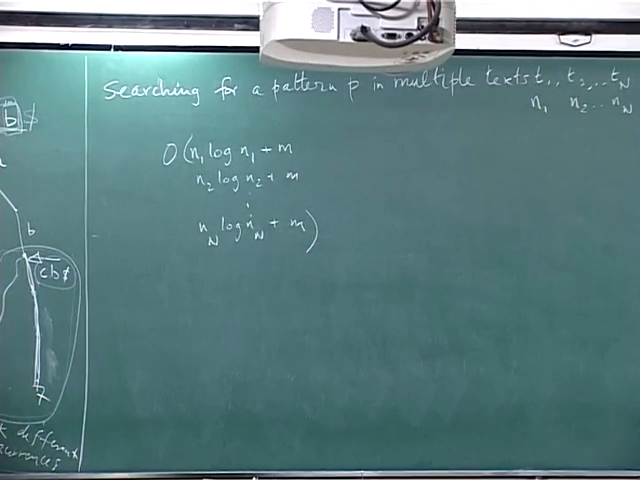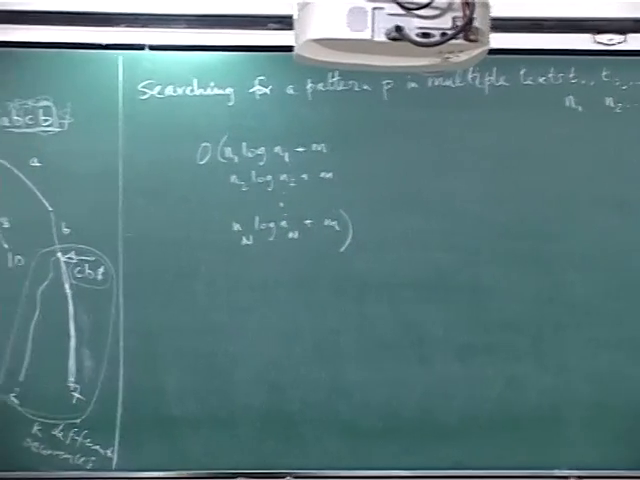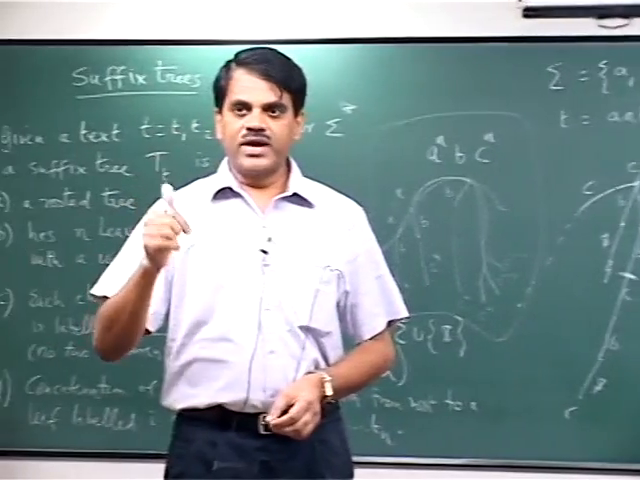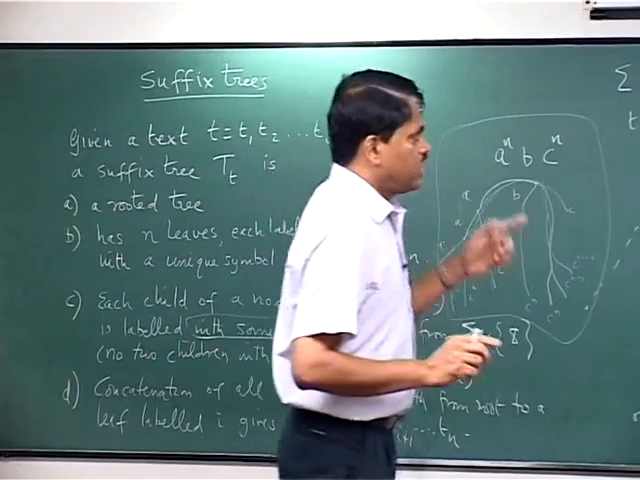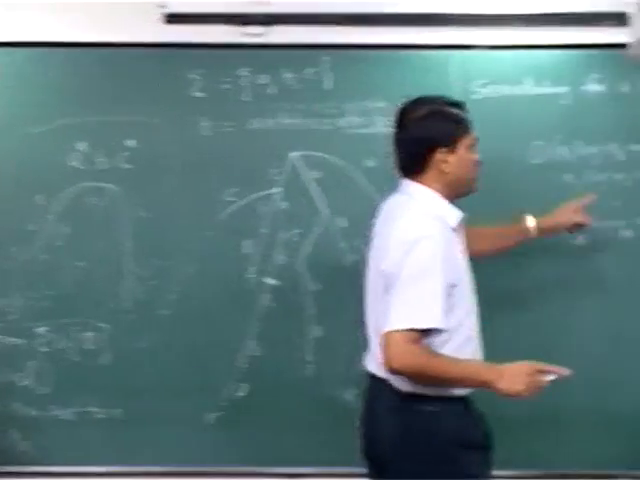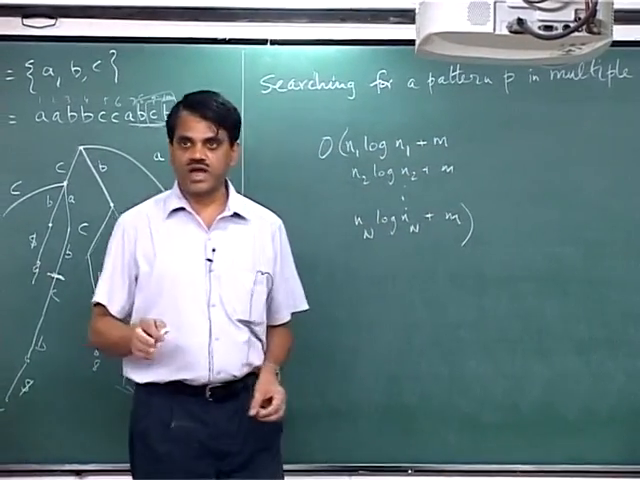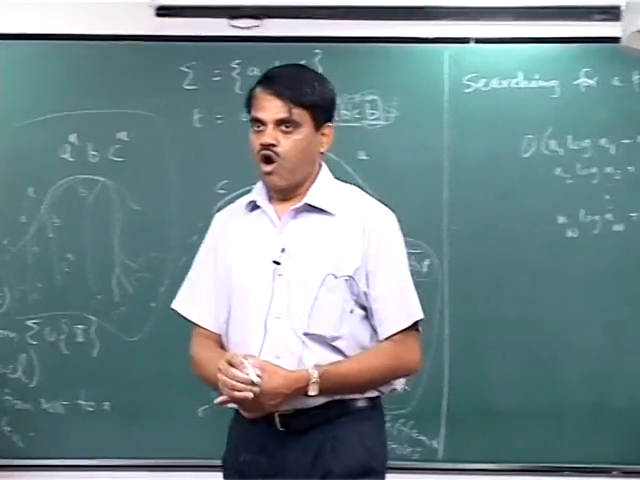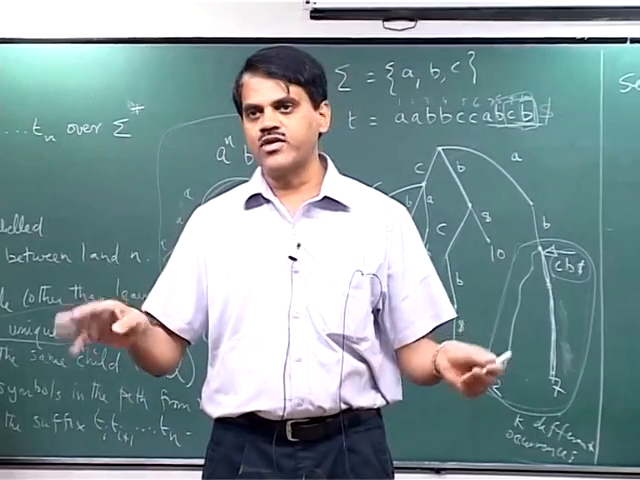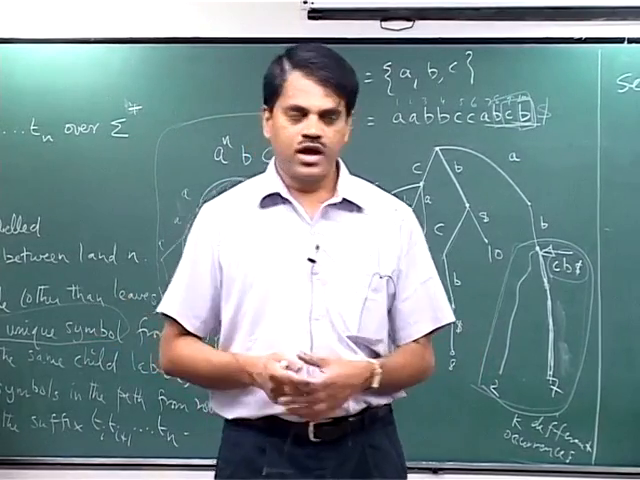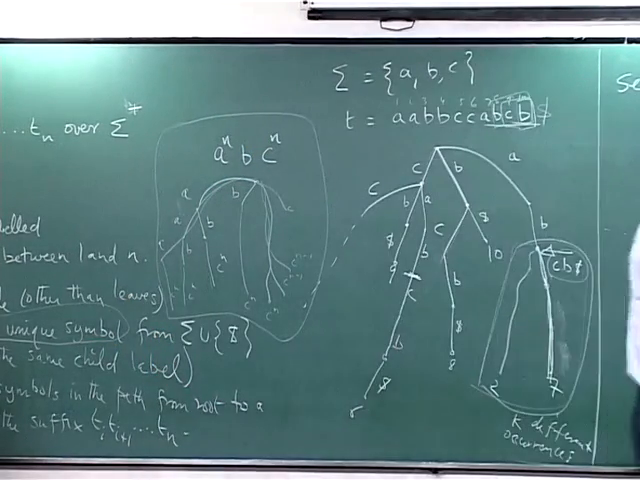But there is a better way to do it in one shot, taking time proportional to only m, not capital N times m. You just spend m time and you will be able to find all occurrences, plus the number of occurrences, of course, as we said here.